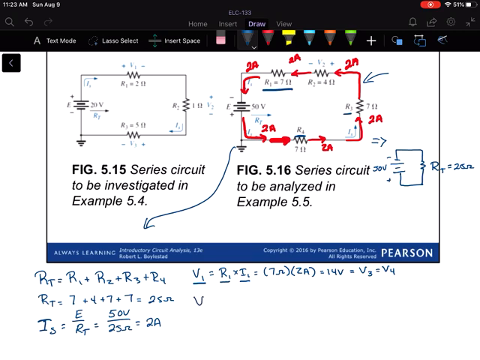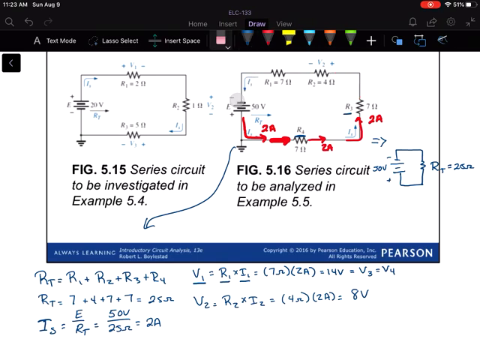So for V2, that would be the voltage drop across R2, which is R2 times the current through R2. We have 4 ohms of resistance here and still 2 amps through there because this is a series circuit. So we've got 8 volts of voltage drop there.